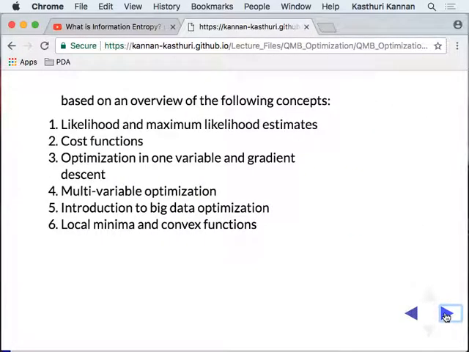One of the key concepts is likelihood and maximum likelihood estimates. Have you heard about this? Have you done maximum likelihood? Yeah. So that's the first thing that we will see, and then we will be looking into cost functions.